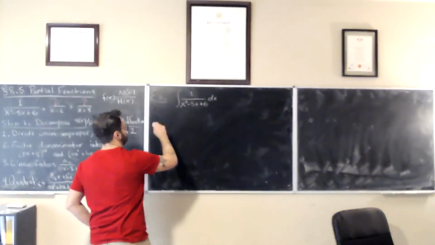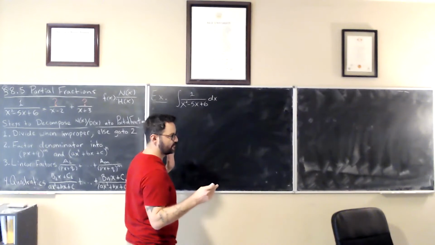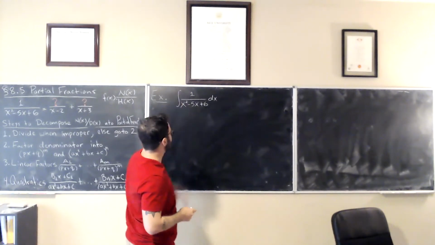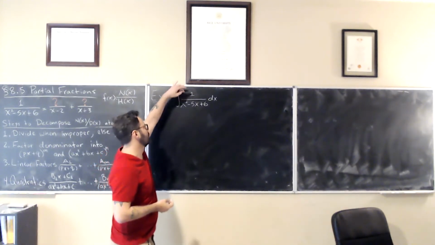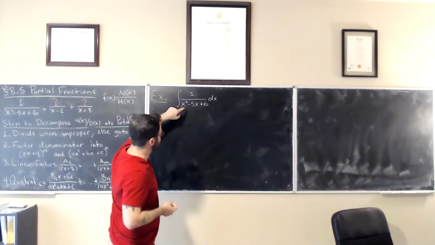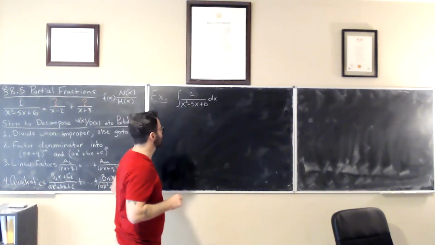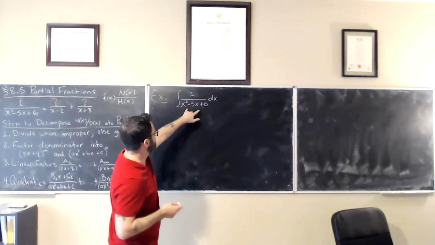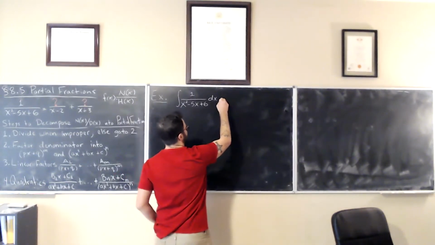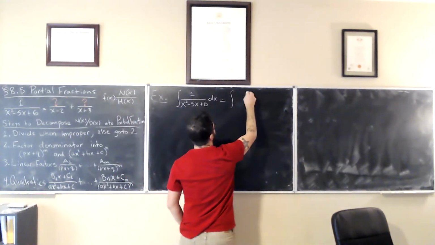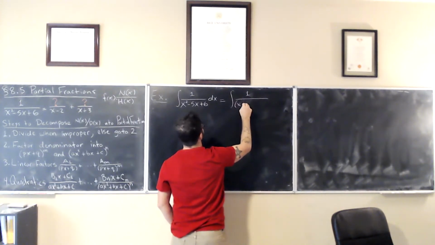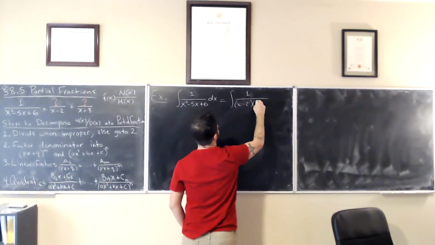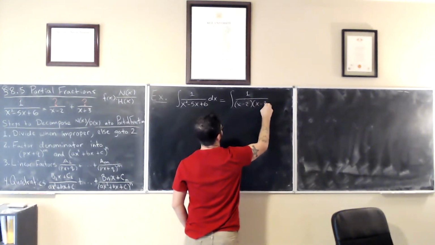Notice first that this ratio is a proper ratio. It's not improper. The degree of the polynomial on top is 0, the degree of the polynomial in the denominator is 2, so we're good to go. And we can factor this. If we factor this denominator, what do we get? This is going to be x minus 2 times x minus 3.